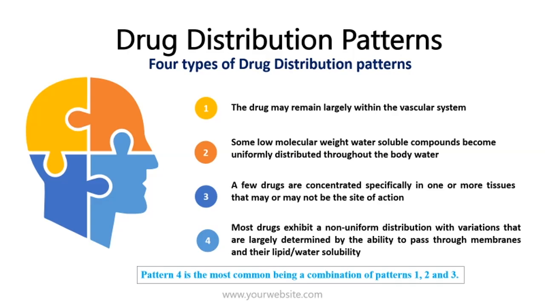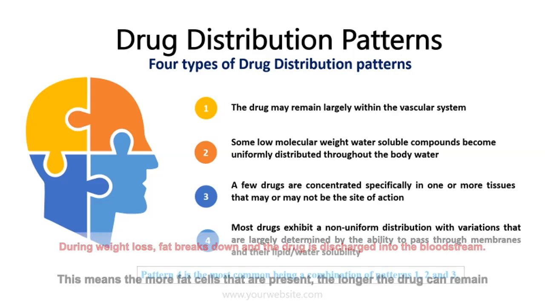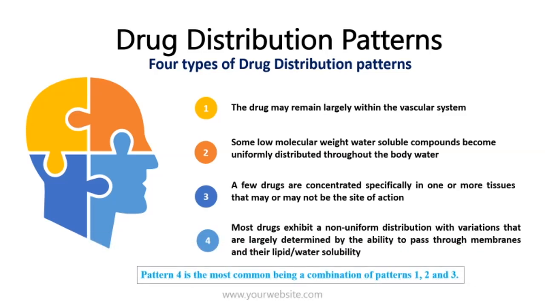And the reverse is true. If the person now loses weight, all of those fat stores are going to be broken down, and the drug is going to be released with it and becomes free. So these are some of the things we have to think about when we are thinking about redistribution of the drug, the nature of the drug, where it is going to be distributed, and how we adjust the dosing.